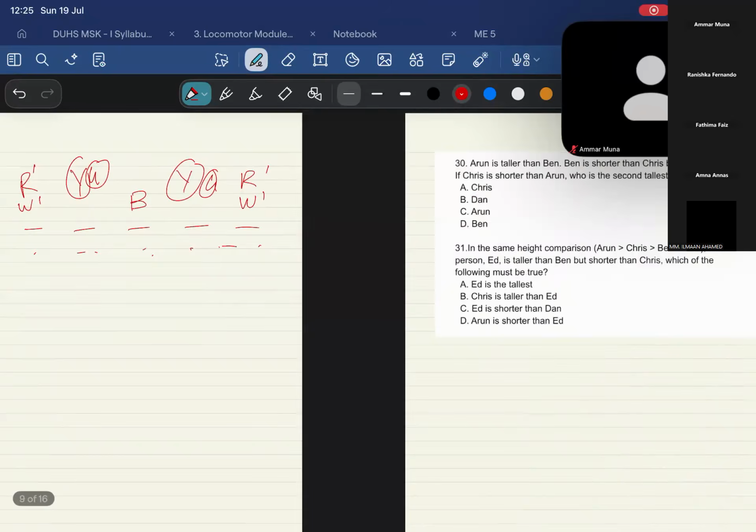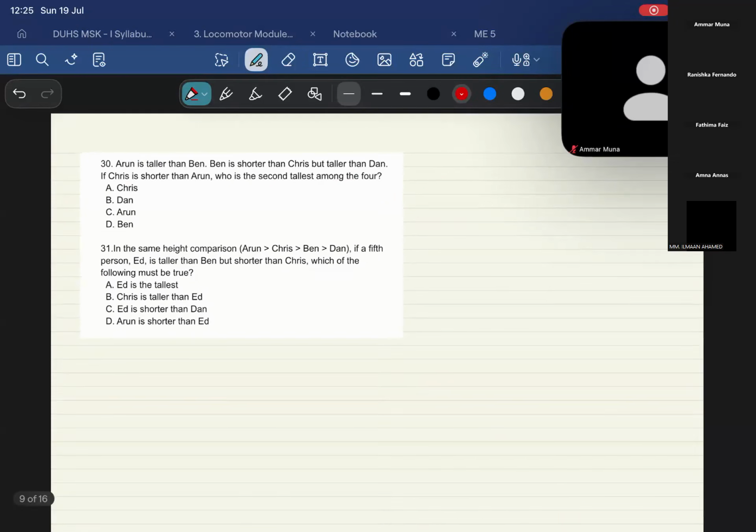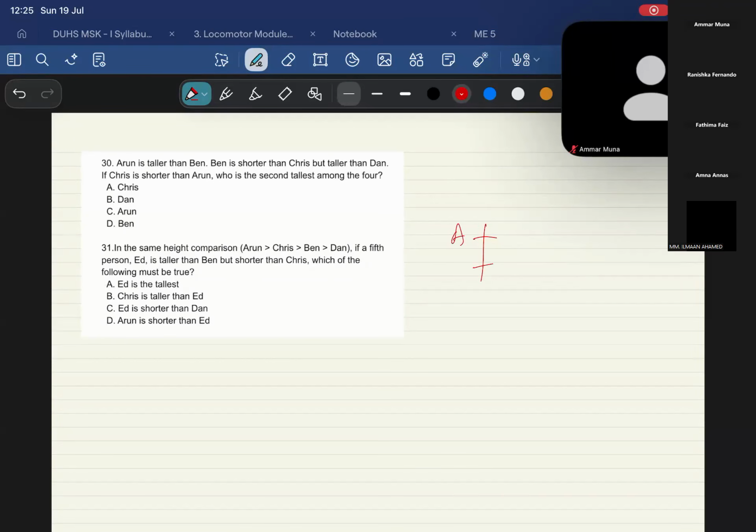Right. Question number 30. Arun is taller than Ben. Ben is shorter than Chris, but taller than Dan. So again, this is another comparison question where we have to compare between the two. So let's start that as well. So Arun is taller than Ben, and Ben is shorter than Chris, but taller than Dan. So Dan should be here.